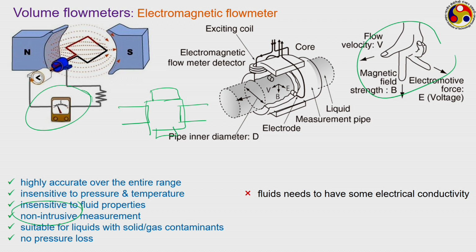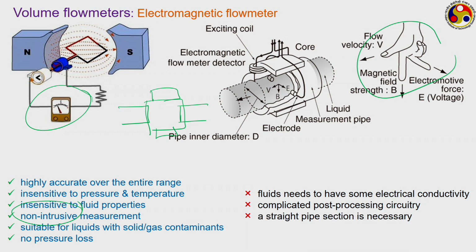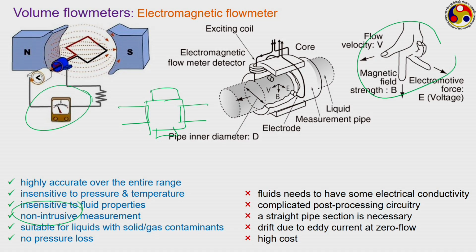But the problem is the fluid needs to have some electrical conductivity. So, certain liquids and gases can't be used with this measurement. Complicated post processing circuitry, because the corresponding EMF needs to be related to the velocity or flow rate. A straight pipe section is necessary to allow the fluid to flow through the flow meter. For 0 flow situations, there can be certain drift created by the eddy current losses. However, generally that is taken care of by the processing circuitry, and they are costlier. They are more costly compared to the turbine flow meters.